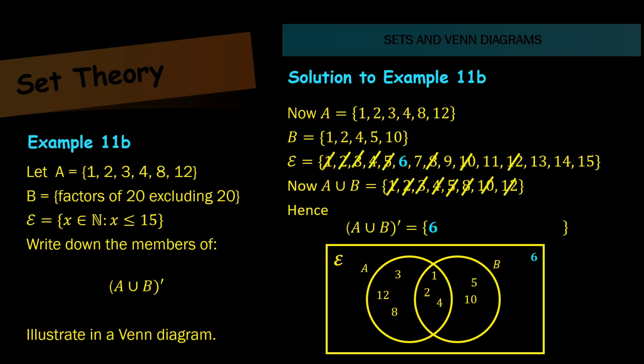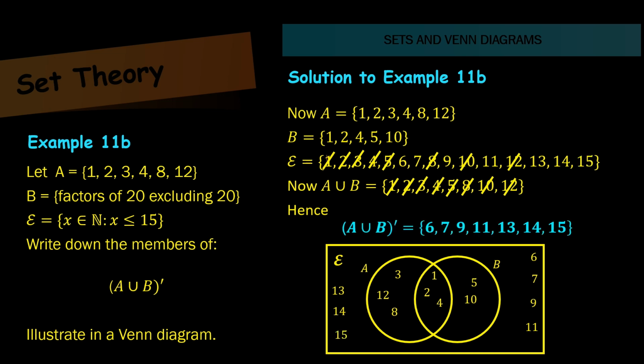And what's left is 6, 7, 9, 11, 13, 14, and 15. And so the set of numbers A union B complement is equal to 6, 7, 9, 11, 13, 14, and 15, as shown.